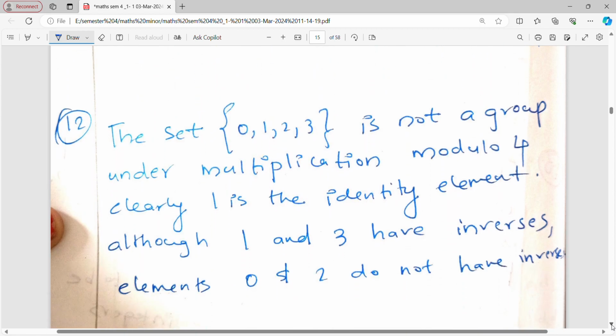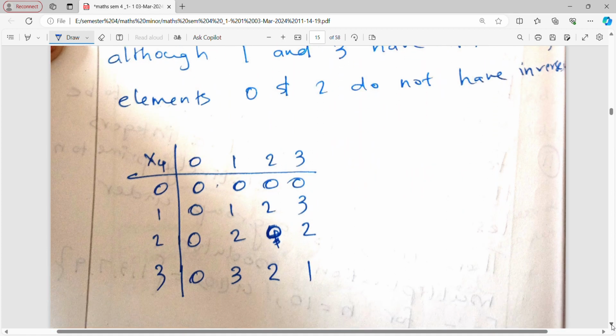Next is the 12th. The set {0, 1, 2, 3} is not a group under multiplication modulo 4. Clearly 1 is the identity element, although 1 and 3 have inverses, 0 and 2 do not have inverses. This is x4, that is multiplication modulo 4. 0 into 0 is 0, fine. 0 multiplied with anything gives 0. And the identity is 1, but 0 multiplied with all the numbers is not yielding 1. So there is no inverse for 0.